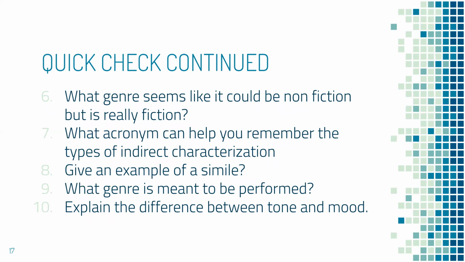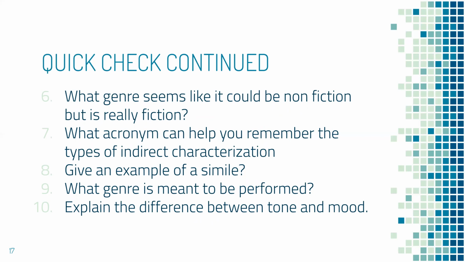Quick check continued. 6. What genre seems like it could be nonfiction, but is really fiction? This would be historical fiction, because even though they use real life facts in a real life scenario, the characters are still made up, which makes it fiction. 7. What acronym can help you remember the types of indirect characterization? We can look at the acronym STEAL. S is speech, T is thoughts, E is effect on others, A is action, and L is looks.